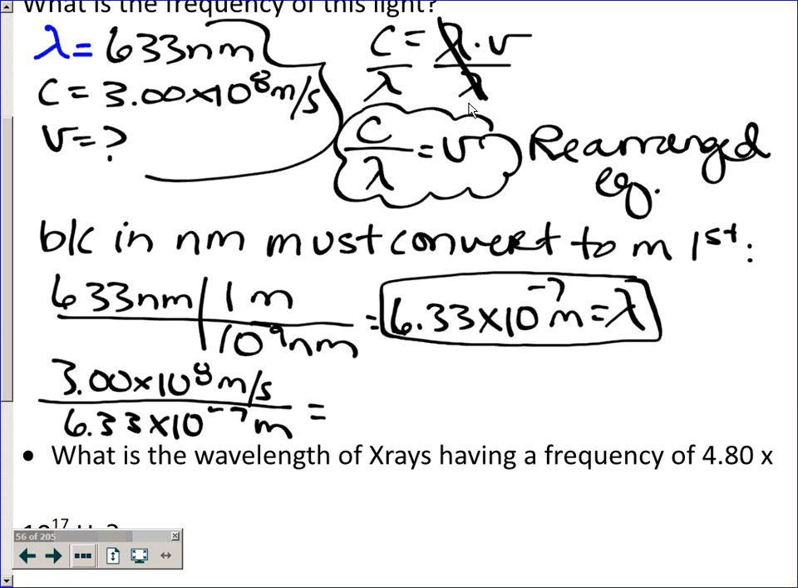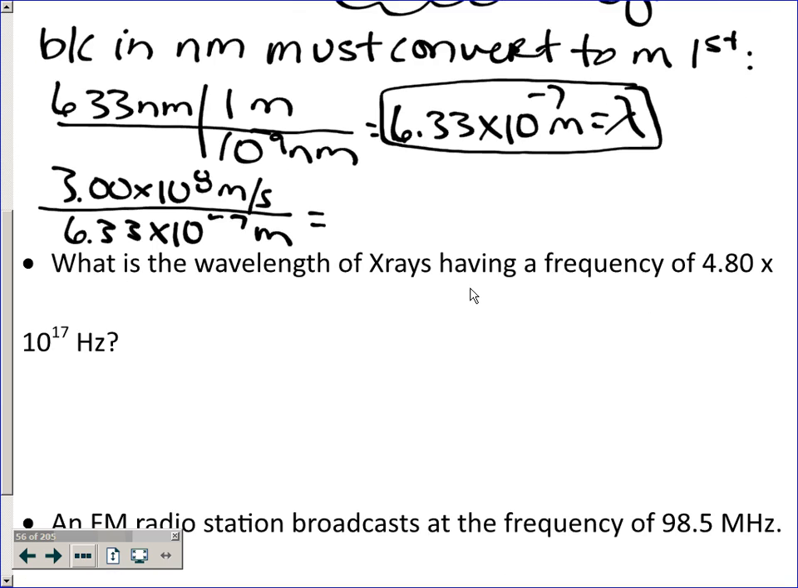Give me a thumbs up if you've made it that far. That's probably one of your very first steps, so I anticipate you're there. After you have rearranged your equation, you say, okay, c, 3.00 times 10 to the 8th meters per second, divided by lambda, wavelength, 6.33 times 10 to the negative 7th meters. What units cancel? Meters, and that leaves us with what units? Per second, or hertz, or seconds to the negative 1. They all mean the same thing, right?